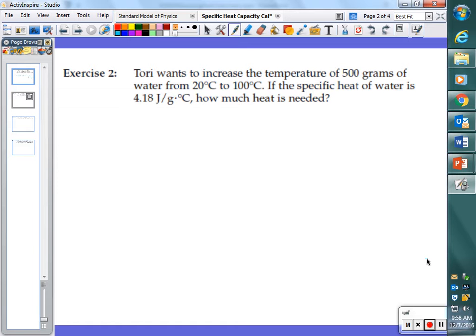So, if it's asking us how much heat is needed, what letter are we trying to solve for in that equation that I just gave you? C. No. Q. Right? How much heat? Heat is a form of energy, right? So it's asking us to solve for Q. All right, what else did they give us in this problem? Mass. Yeah, they told us. Specific heat and the change in temperature.